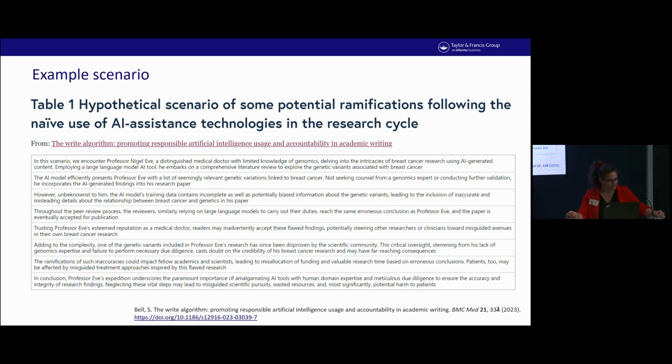So in this scenario, we encounter Professor Eve, a distinguished medical doctor, but with limited knowledge of genomics. He's delving into the intricacies of breast cancer research using AI-generated content. Using a large language model, he embarks on a comprehensive literature review to explore the genetic variants associated with breast cancer. The model gives him a list of what seemingly are relevant genetic variants linked to breast cancer. Critically, though, he doesn't seek counsel from a genomics expert or conduct further validation, but incorporates those AI-generated findings into his research paper.